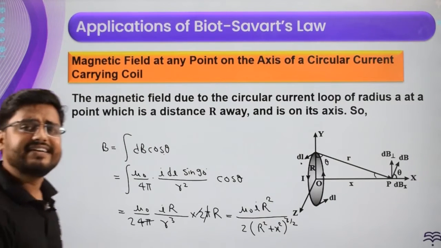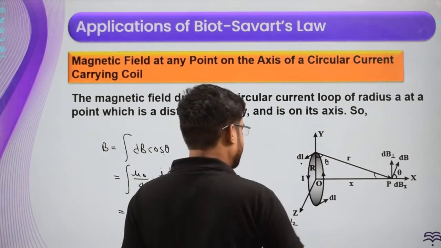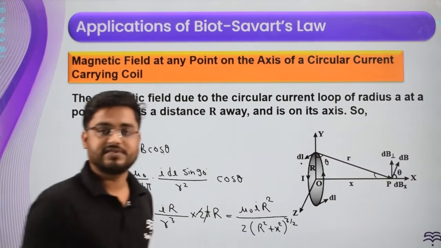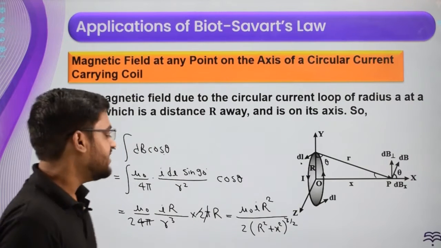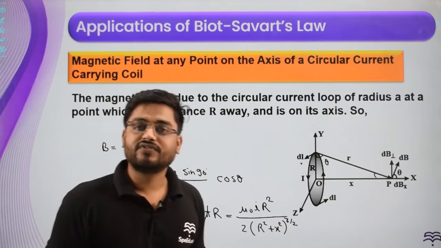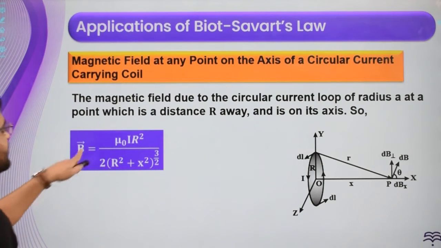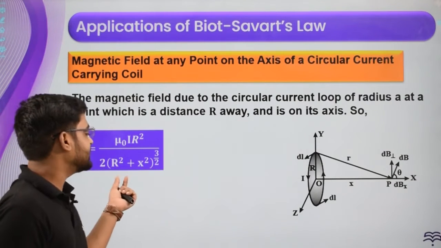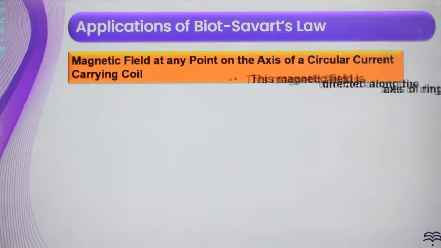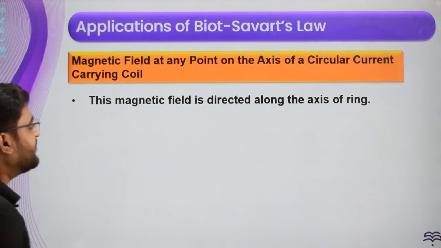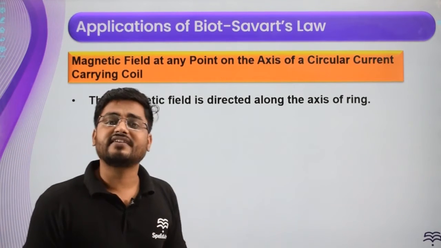What if there are n turns instead of 1 turn? Then we can simply make it n times. A single coil is producing this much, so if there are n turns, it will produce n times the magnetic field. So we can say it is n mu naught I R square upon 2 times R square plus X square raised to power 3 by 2. Now there are some special cases. First, let us just discuss that the magnetic field is directed along the axis.